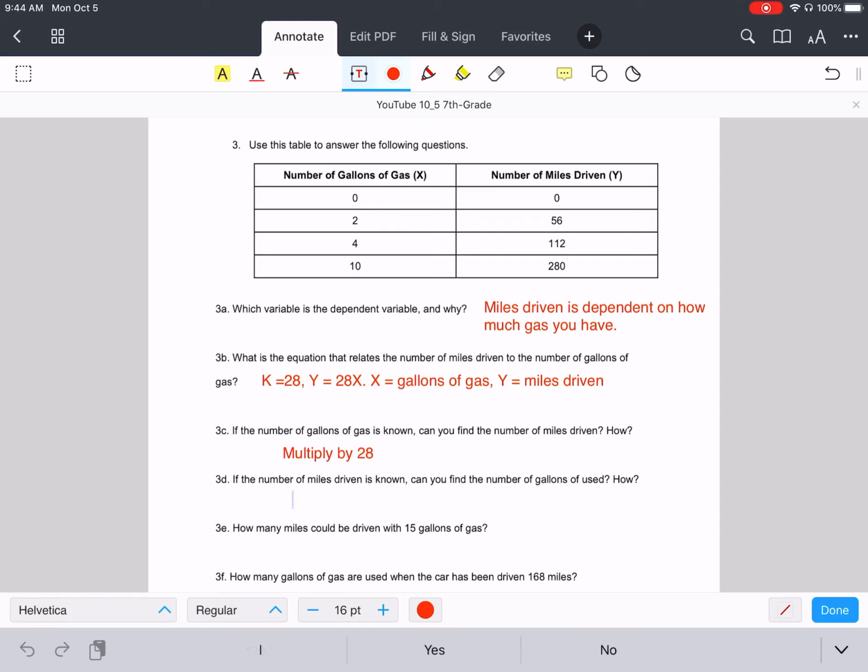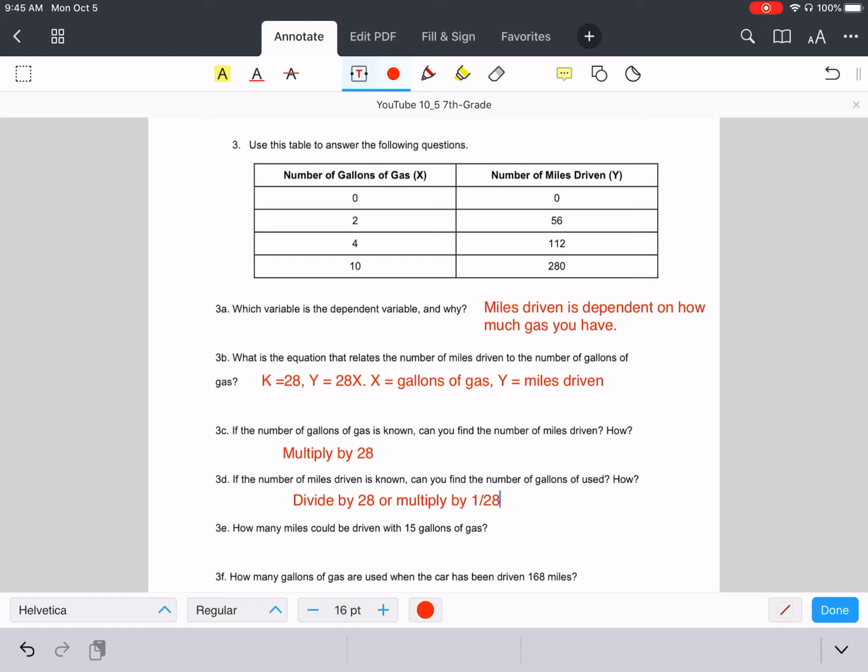So the gallons of gas multiply by 28 to get the number of miles driven. And the opposite of that says, if the number of miles driven is known, can you find the number of gallons of gas used? Well, we can divide by 28, or you can multiply by 1/28. Most of you will just divide by 28, but dividing by 28 and multiplying by 1/28 is the same.